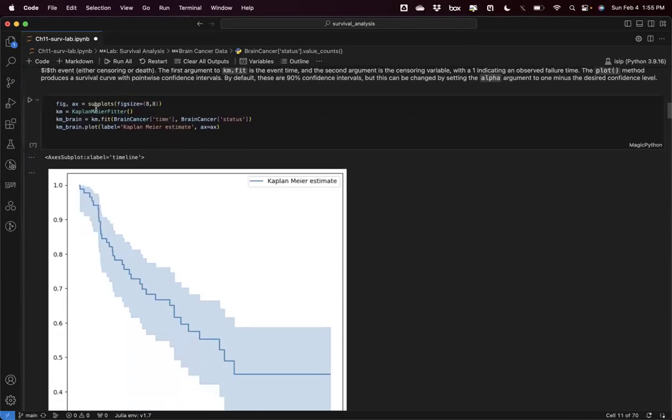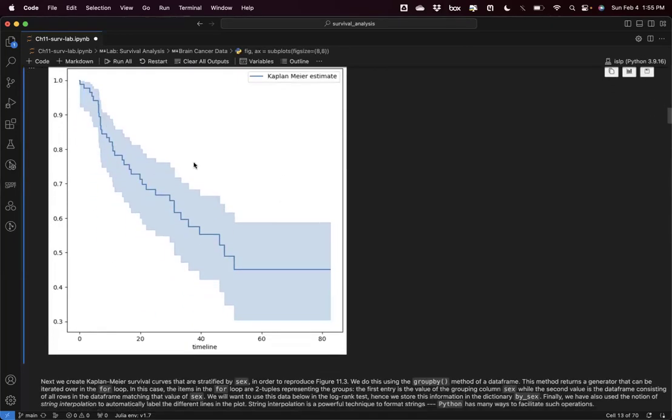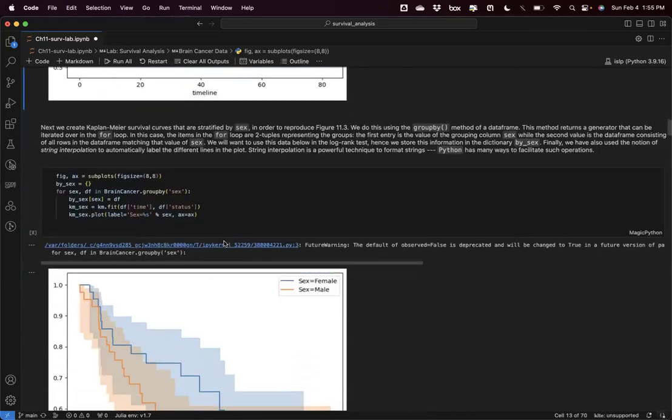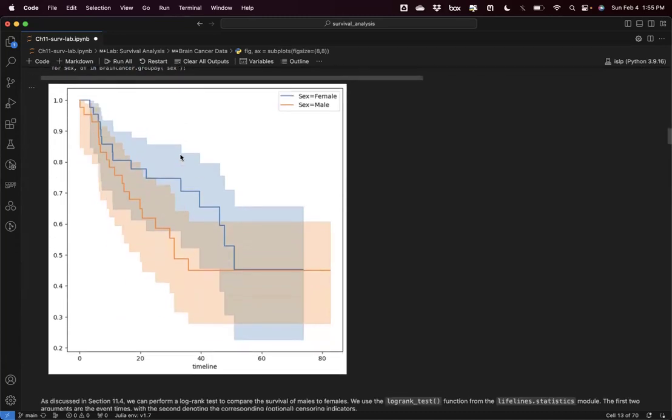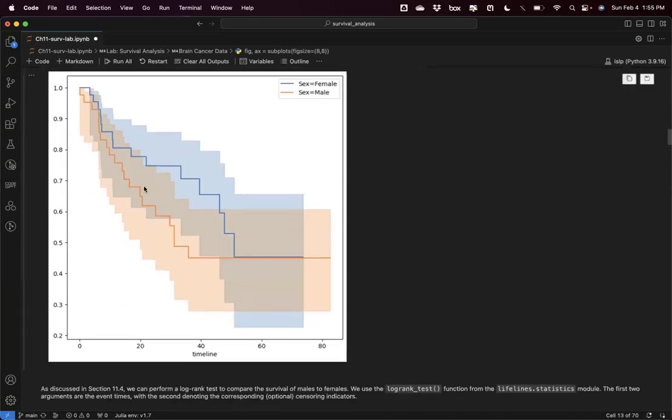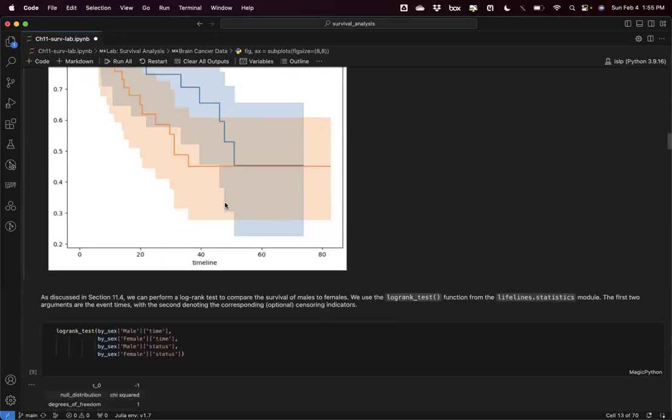So to plot the Kaplan-Meier fitter, it takes only two components, the time and the status of the observations. We see a chart similar to the one that we saw before with the R packages. Then if we add in the group by sex, we're going to get this kind of plot, which is basically the same as the one that we saw before.